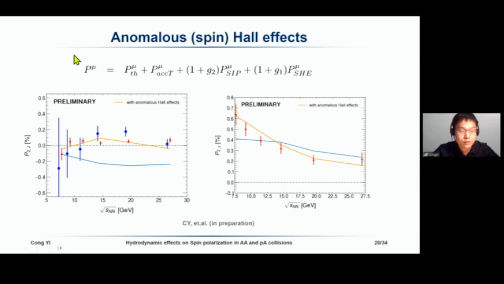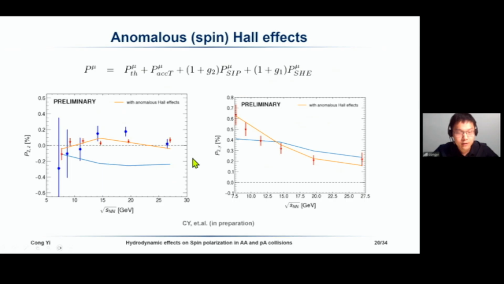Therefore, we use the hydrodynamic model to simulate this novel effect. Here are our numerical results compared with the experimental data. The left figure is the P_z as a function of collision energy. The blue and the red markers are the experimental data. The blue line is our previous simulation without the anomalous Hall effects. But after we consider these new effects, the results turn to the orange line. It can well describe the experimental data.